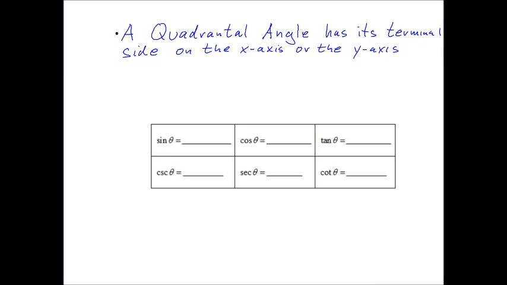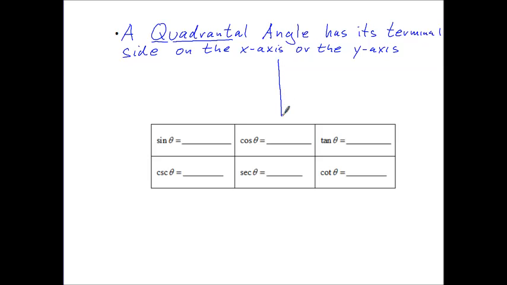What is a quadrantal angle and what are the values of the trig functions for the quadrantal angles? A quadrantal angle has its terminal side on the x-axis or the y-axis. As you can see from the word, it has the word quadrant in it. Quadrantal angles are angles that cover one or more entire quadrants.